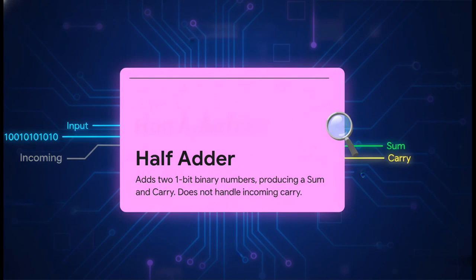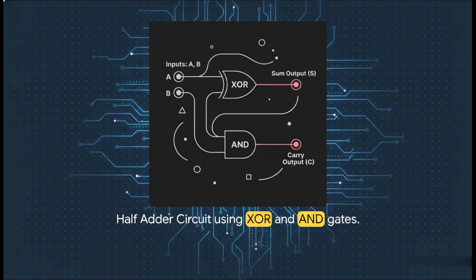Moving on to Section 2, building digital adders. The very first piece of actual hardware we can build from these rules is called the half adder. By definition, this is a circuit that takes two 1-bit binary numbers and gives us a sum and a carry. But it has a pretty major limitation. While it can generate a carry bit, it totally lacks the capacity to accept an incoming carry from a previous calculation. It's basically isolated.